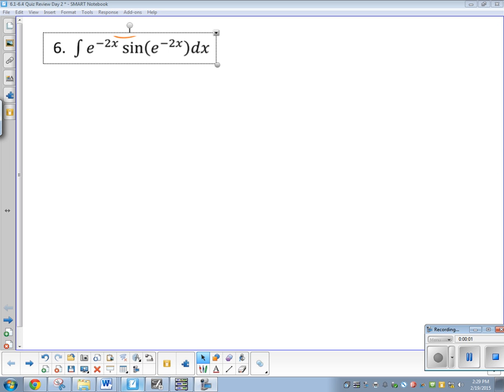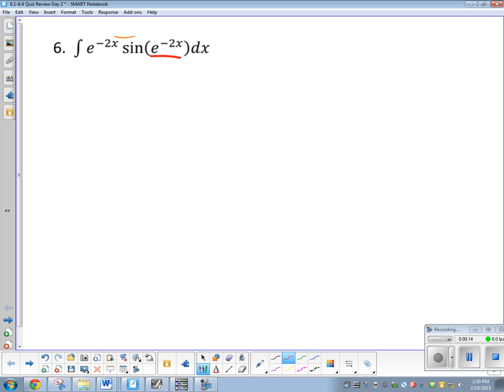The first thing you need to decide: are you using u substitution or not? What do you think on number 6? Should you use it or not? Yeah, you're looking for a function being plugged into another function. Okay, I've got a function inside of another one. This right here is inside of sine. So I need to have u.